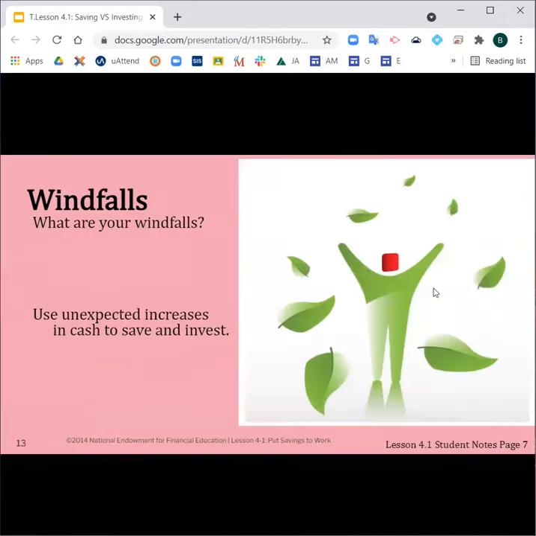Windfalls. So when we are talking about windfalls, we're talking about times when you have an increase in money. If you do have a windfall, the recommendation, or the financially smart choice to make, is to use that money to invest, save and invest any sort of extra money that you have. So if you look on your student notes, page 7, there's a little activity that you can do on your windfalls and what you can do with that.